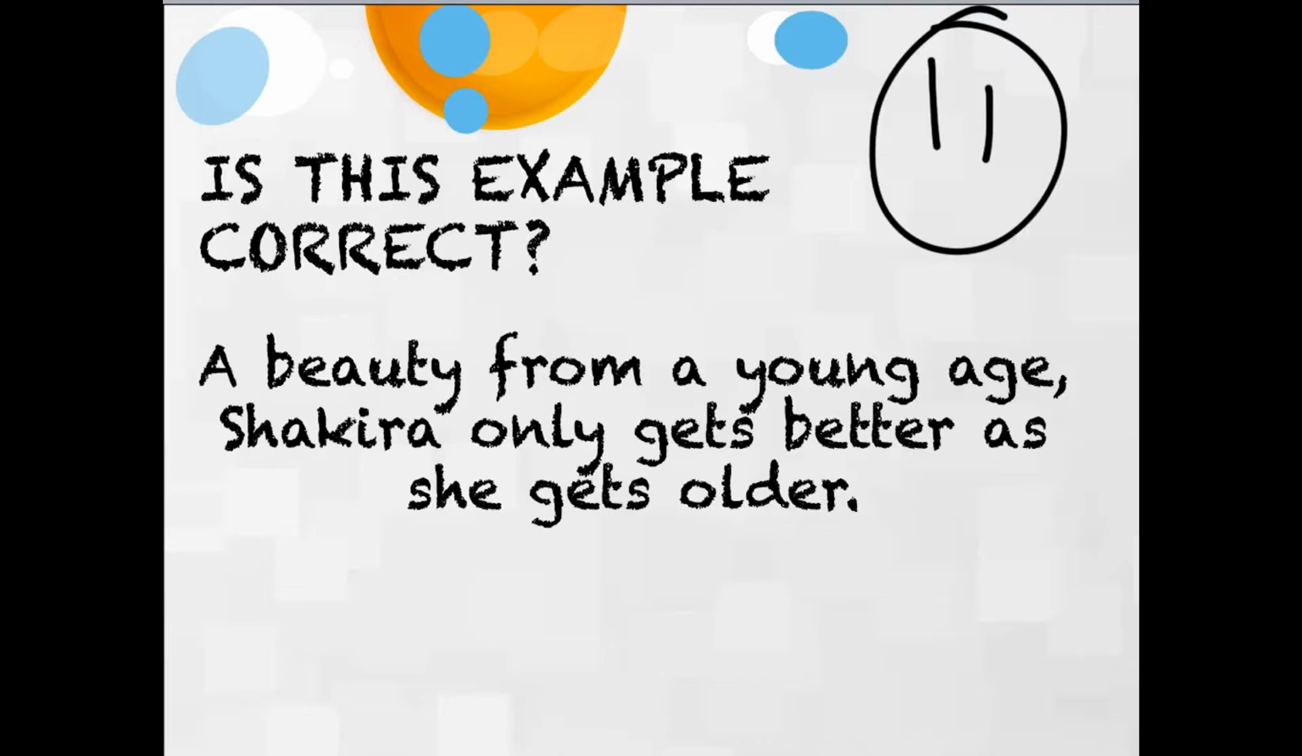First rule, it must give more info about the noun. Well, the noun here is Shakira. Well, who is Shakira? A beauty from a young age. That tells us more about who Shakira is, and she is very beautiful, by the way.